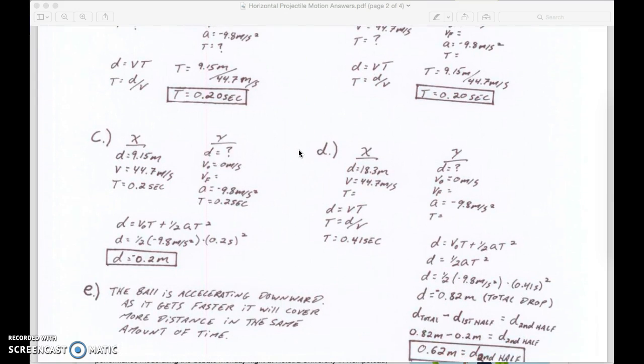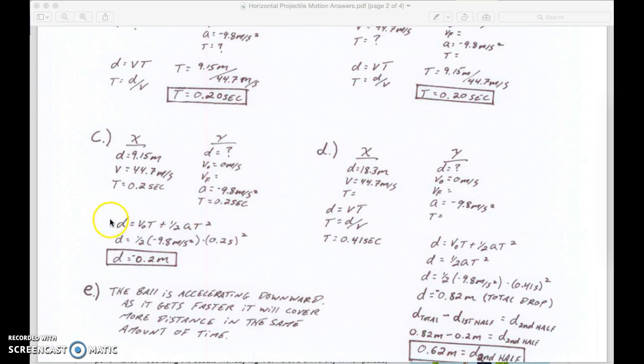Now we're going to move on to Part C. Part C said, how far does the ball fall during the first half of the trip? Well, the displacement is 9.15 meters. The velocity is 44.7 meters per second, and I know it takes 0.2 seconds. In the y direction, d, how far this thing falls, is the question mark. The initial velocity is 0, acceleration negative 9.8 meters per second squared, and it takes 0.2 seconds to go the first half of the trip.